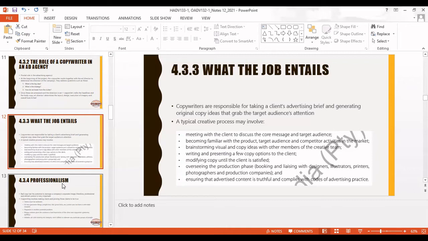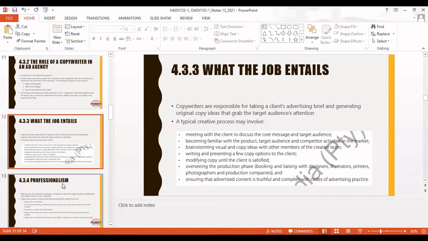Once you present your different copies to the client, they can make a choice. The client can say, okay, I'll go with B, but I want you to change, or I want you to take something from A, so you modify the copy until the client says, this is what I want, this is perfect. Then after that, you oversee the production phase, the booking and liaising with designers, illustrators, printers, or photographers, production companies, etc.